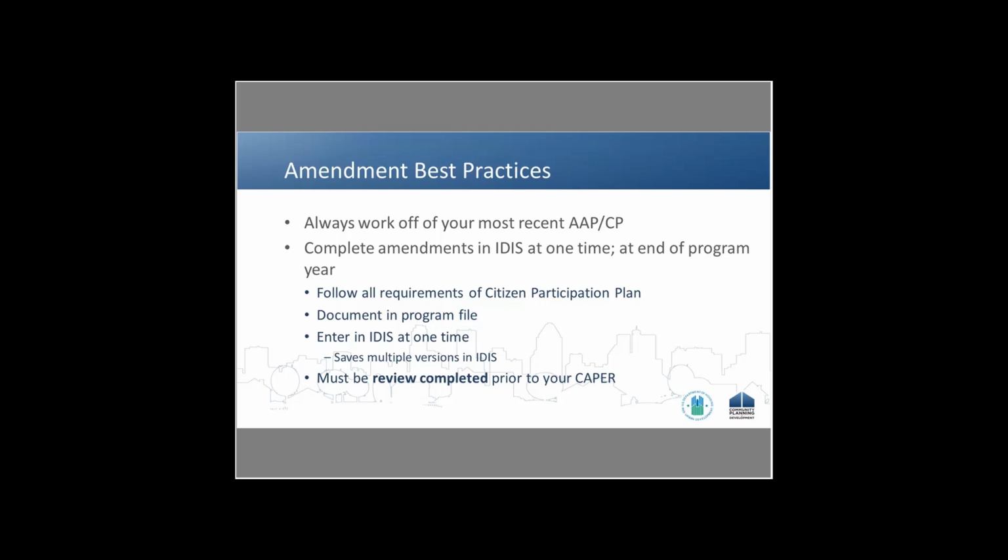pause on the 2018 action plan in IDIS, go through the amendment process to your consolidated plan, and make sure that you have your amendment updated and completed in the eCon planning suite. And then from there, you actually need to start over that 2018 action plan or create a new 2018 action plan that is linked to that amended consolidated plan. And again, that's all about making sure that the information is flowing through the system.